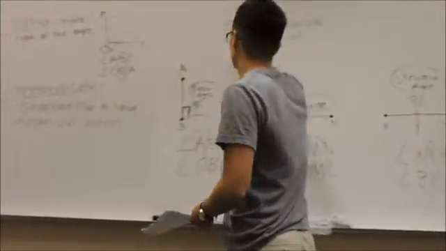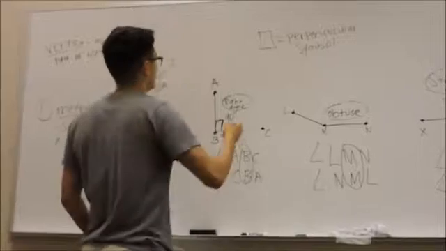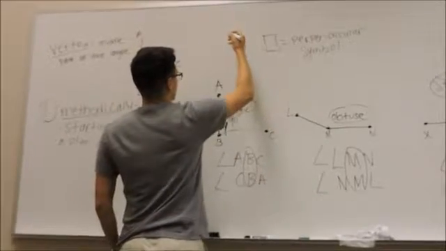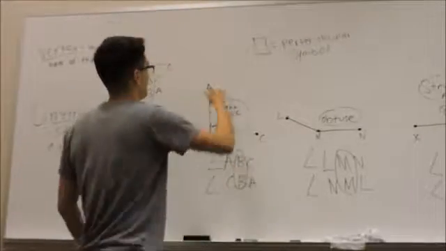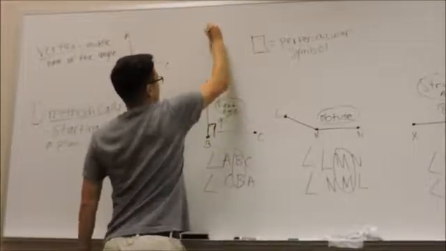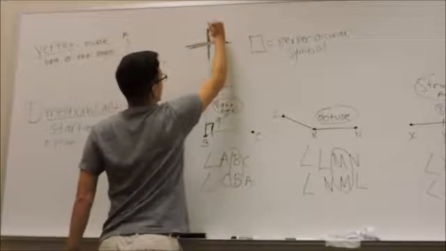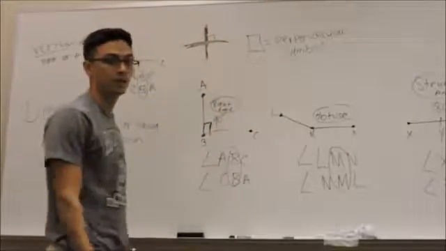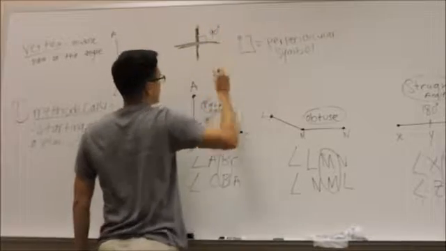This symbol here, the perpendicular symbol, is very important to know for the ACT. First, understand what perpendicular means. Perpendicular lines are lines that cross each other, and they'll always make a 90-degree angle. So you know that is 90 degrees.